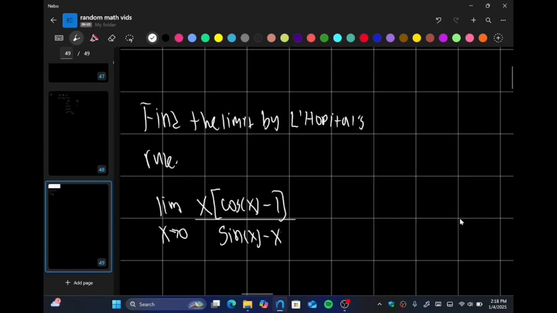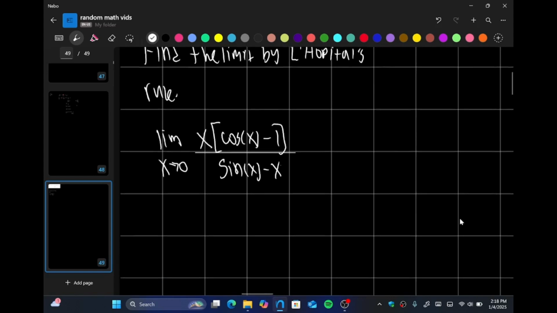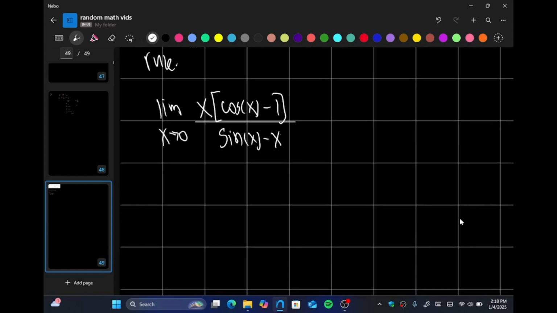So, it says find the limit by L'Hopital's rule. And this one, I will admit, was a bit tedious to do. But I'm gonna go ahead and explain it to you guys, as best as I can. So, here we have the limit as x approaches 0 of x times the quantity cosine of x minus 1 over sine x minus x. So give me 1 second, guys.